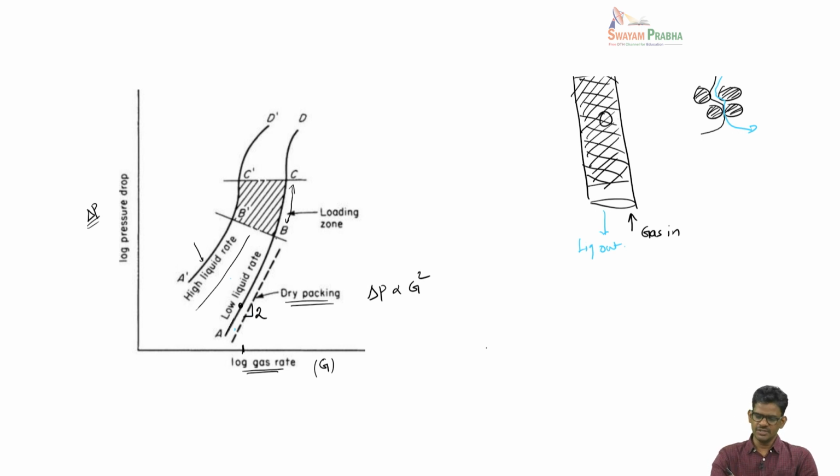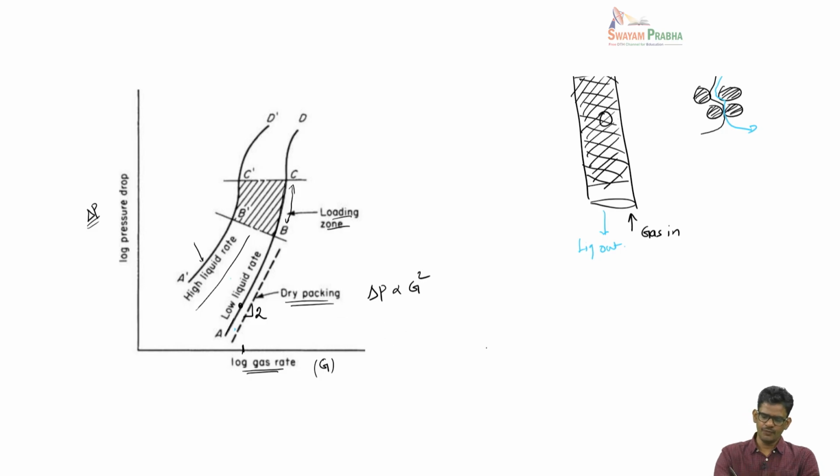So, when you see an upturn in delta P as you increase the gas flow rate, it's an indication that the liquid volume fraction keeps increasing because the gas is not allowing the liquid to come down. It is loading the column with the liquid. This is called loading, or the loading zone. This will happen at all liquid flow rates.